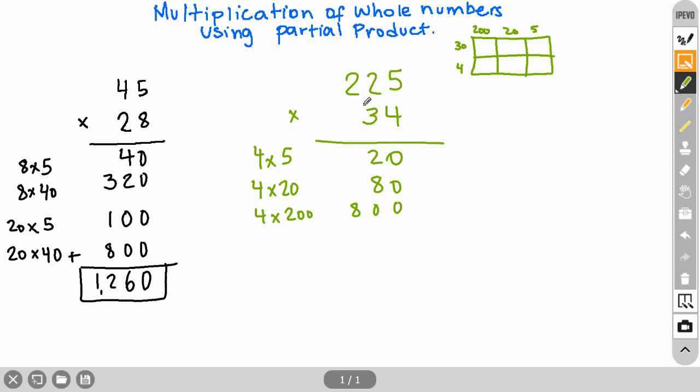Now I'm going to do the 3, which is not a 3, it's a 30. So this 30 has to be multiplied by all 3 of these digits. So 30 times 5 is the first one. So 3 times 5 is 15, and then you have a 0. So it's 150. Then we do 30 times 20.